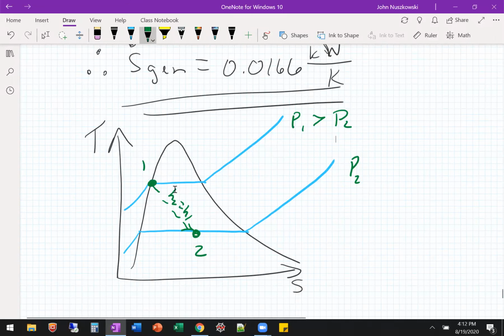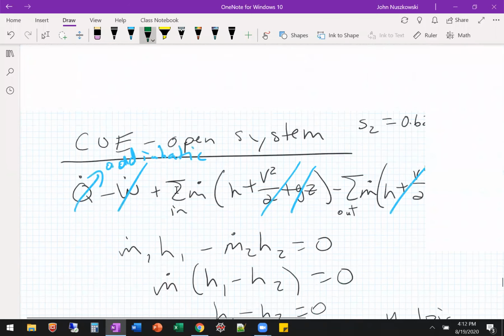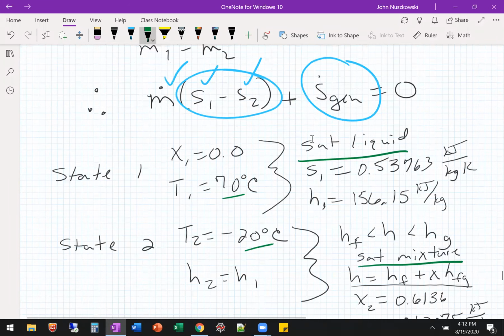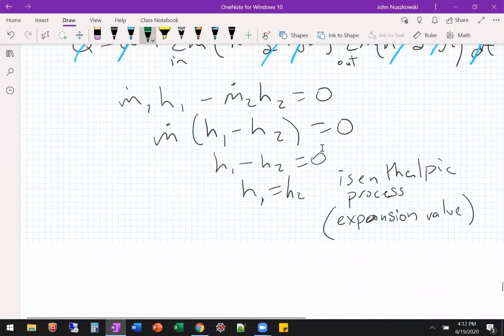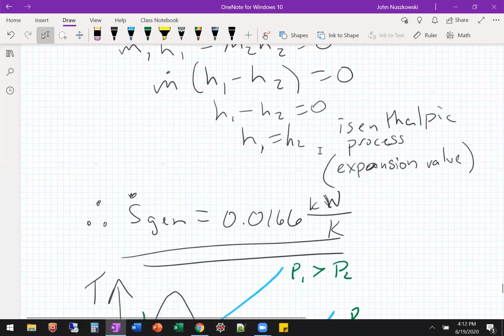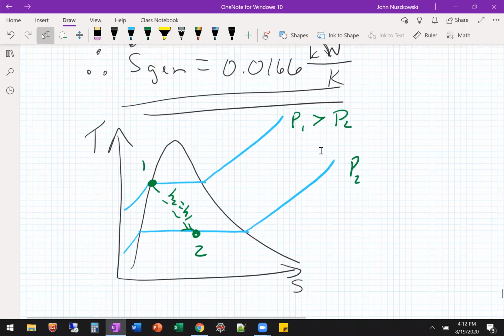In this case, we didn't have any heat transfer, so the S-gen was related to the change in entropies from the inlet to the outlet. Since we had an increase, we had a positive S-gen. There was no heat transfer to take any of that entropy in or out of the system, so it had to go into the outlet state. So state 2 is greater than state 1.